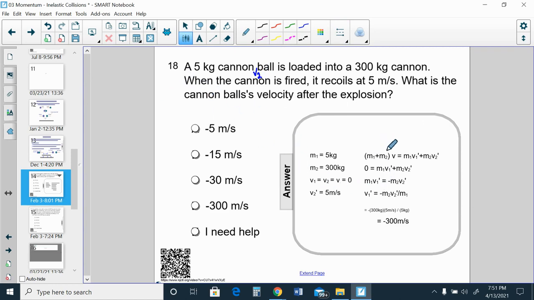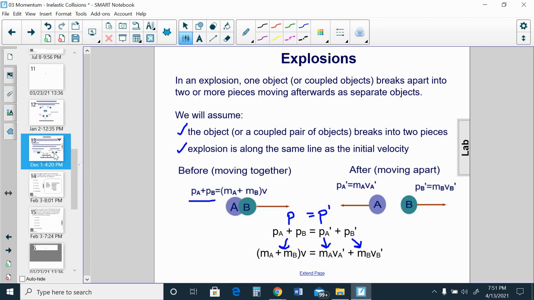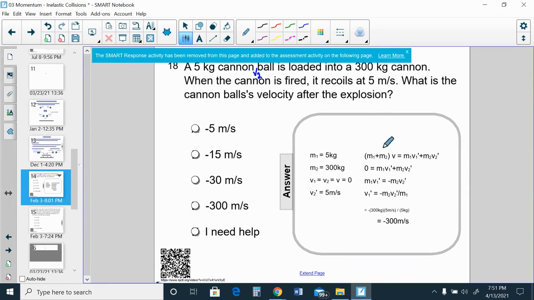Now, over here, we have our equation. So we have the before and the after, and that's coming from this slide here, because they are considered a coupled pair, and then they will explode, they will separate. So we will use the equation where in the before, the initial momentum is m, the masses of both objects times their velocity, is equal to the after. They're acting as two separate objects, so the momentum of object 1 plus the momentum of object 2.